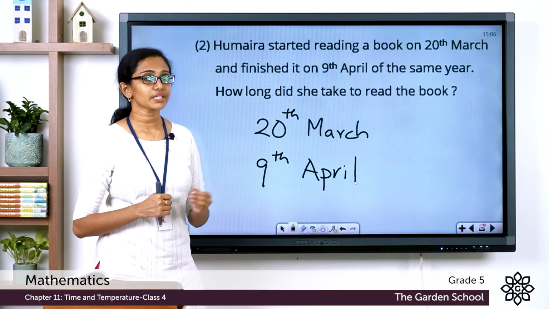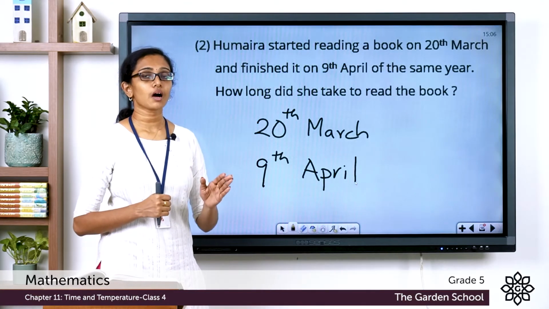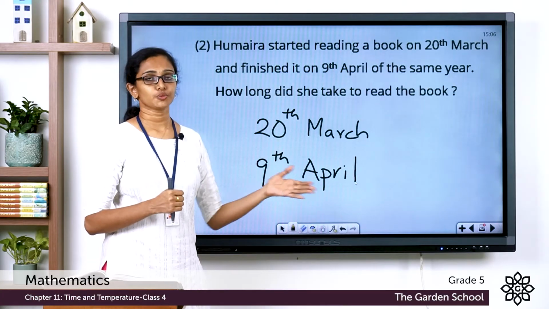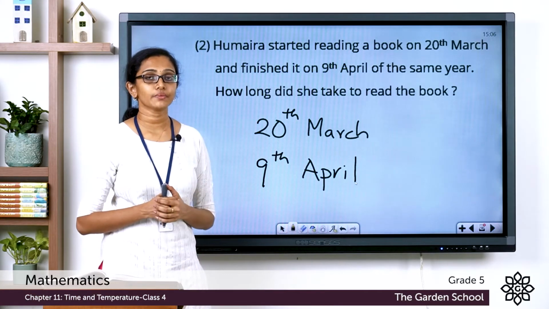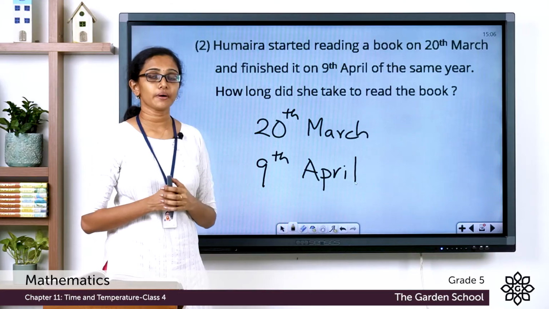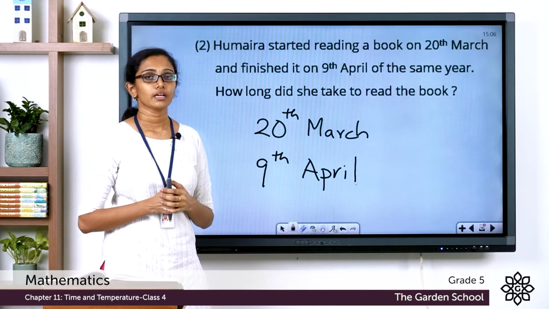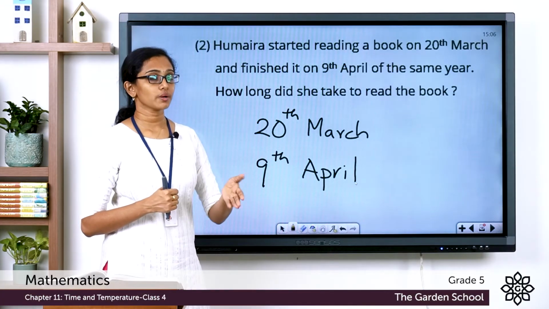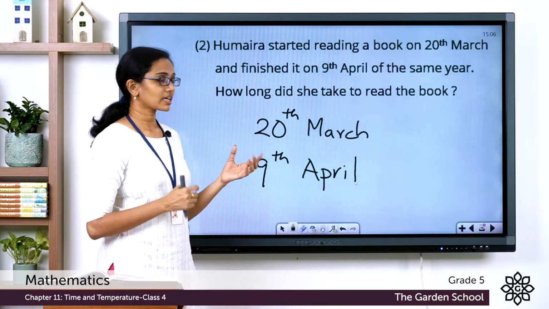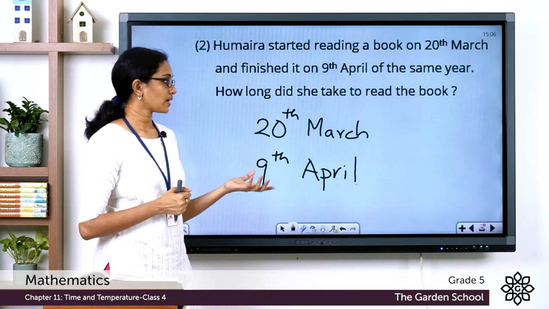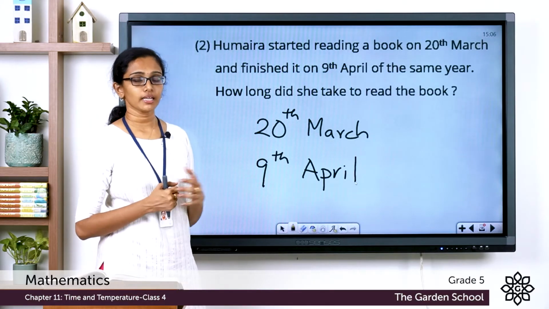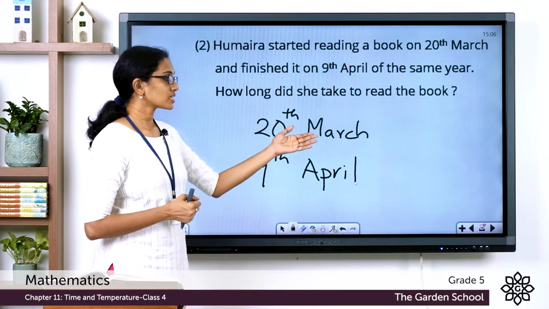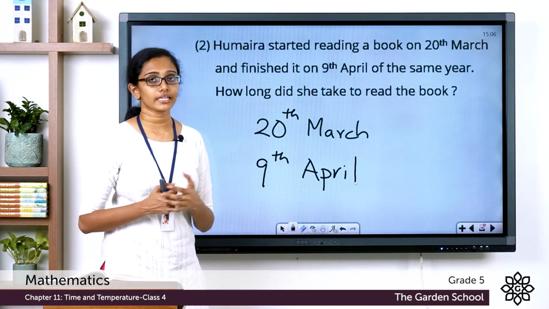For these kinds of questions, you need to know how many days there are in each month. You might have heard the rhyme, 30 days has September, April, June and November. And February has 28 days except in a leap year, in which February has 29 days. So you can just think of that rhyme to find out the number of days in each month easily. March is a month which has 31 days.